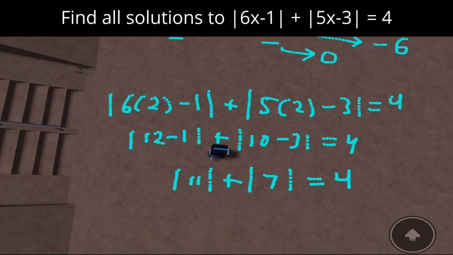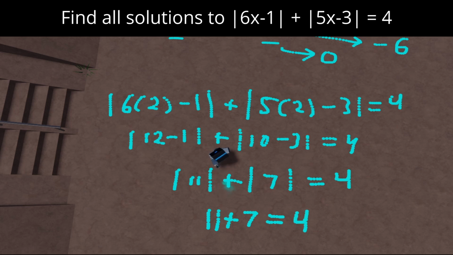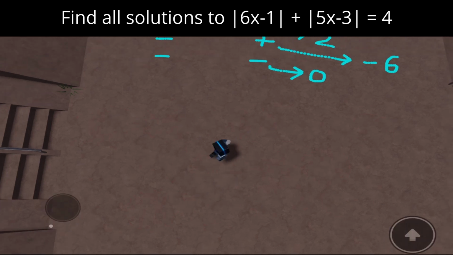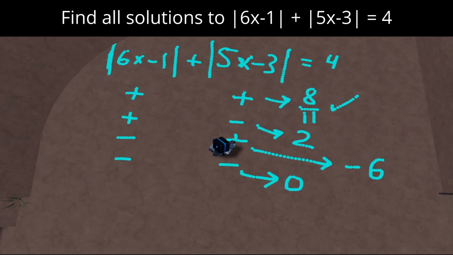Well, notice both these are positive numbers, so absolute value does nothing. So you have 11 plus 7. Is that equal to 4? Of course not, because 11 plus 7 is 18. Therefore, because we proved that putting in the solution x equals 2 gives us a false statement, we know that x equals 2 is not actually a solution to this. So we'll put an X mark there.